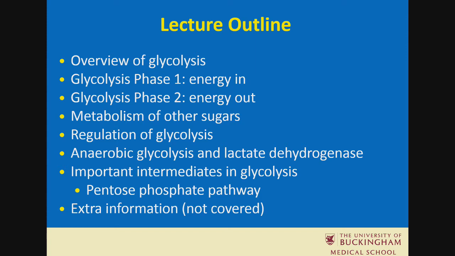Then the end's almost in sight at that point, and what we'll just do is to have a quick look at some important intermediates in glycolysis, and one of the things that we're going to look at as well is something called the pentose phosphate pathway that sort of branches off from glycolysis and then rejoins it, and it's important in understanding one of the, I suppose, reasonably common genetic diseases. So that's where we're going to be going over the next 50 minutes or so.